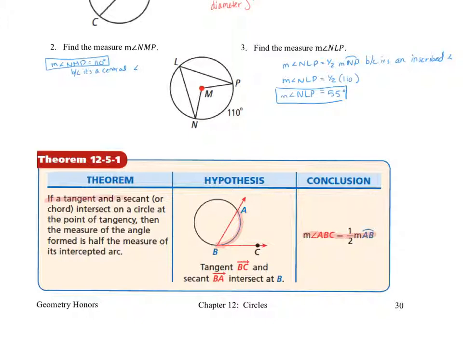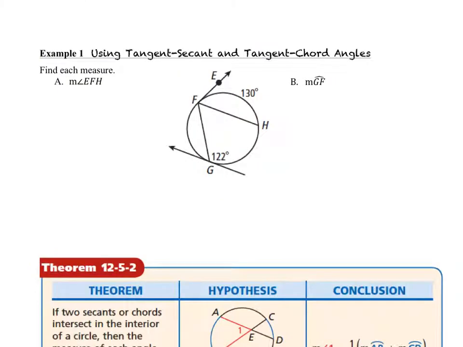So let's read it. If a tangent and a secant or a chord intersect on a circle at the point of tangency, then the measure of the angle formed is half the measure of its intercepted arc. Okay, measure of angle EFH, so I'm just highlighting that, and I can see based off of this chord and tangent that my intercepted arc is right here, 130, and so this is going to be equal to 1/2 of arc FH. So the measure of angle EFH is equal to 1/2 of 130, which is 65 degrees.